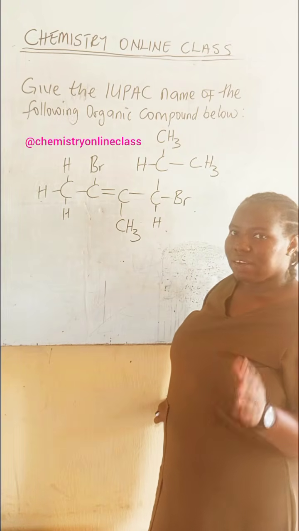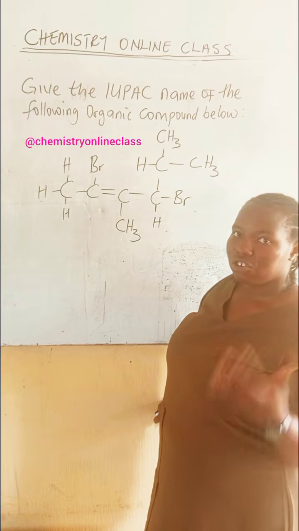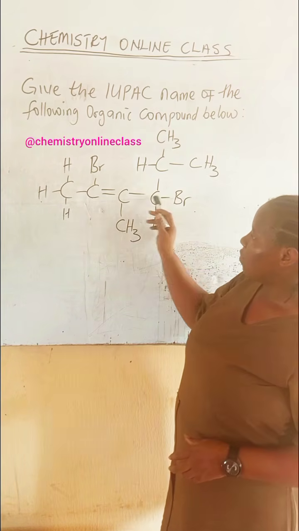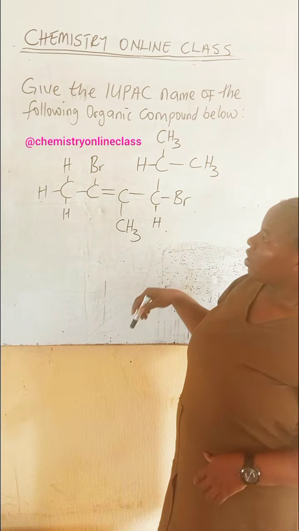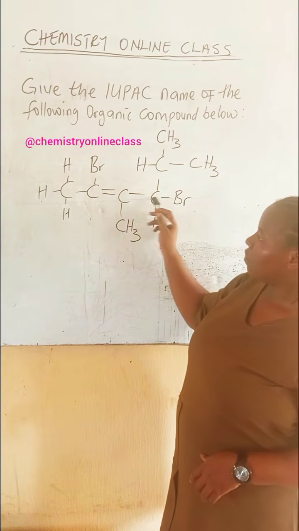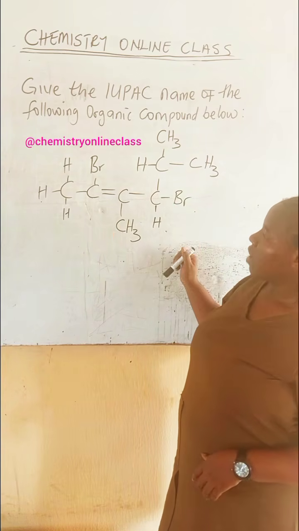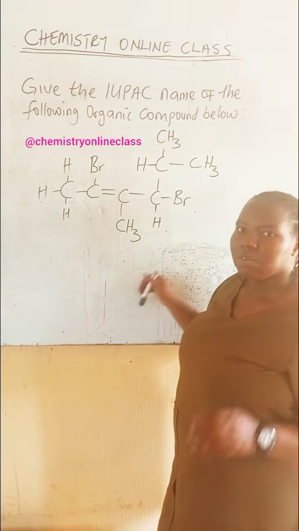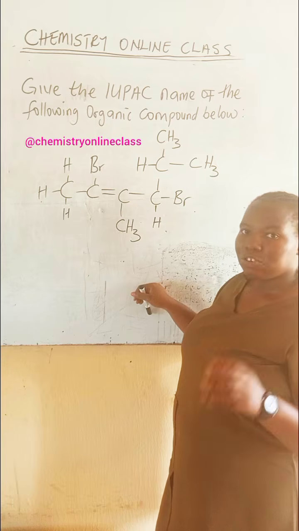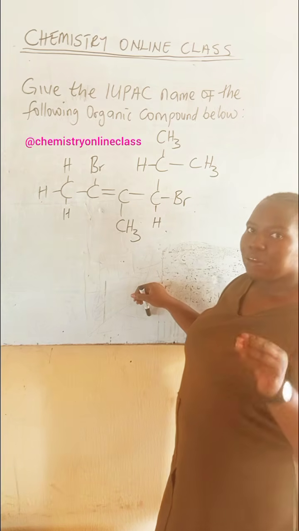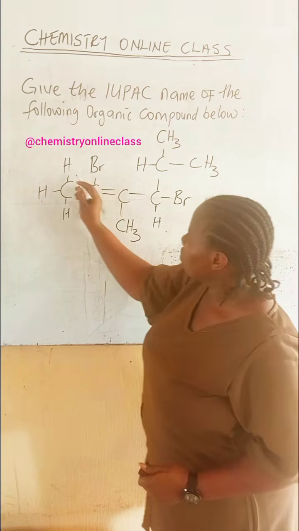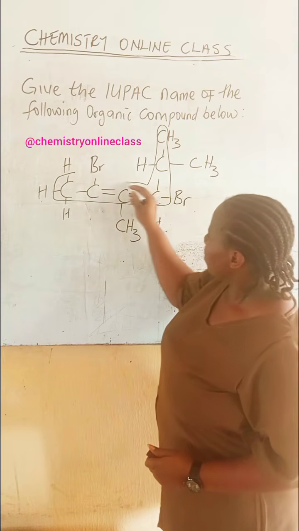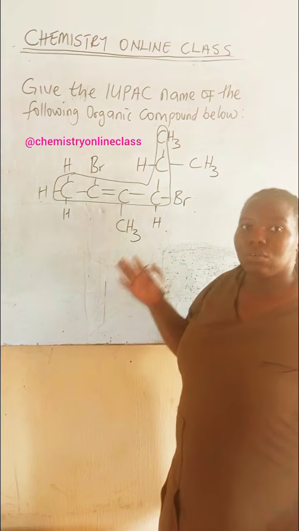The first rule says, identify the longest carbon chain. Now let's do that together. We have 1, 2, 3, 4, 5, 6. We also have 1, 2, 3, 4, 5, 6. We also have 1, 2, 3, 4, 5. We can see that the longest carbon chain contains 6 carbon atoms. Now we take this as our longest carbon chain.